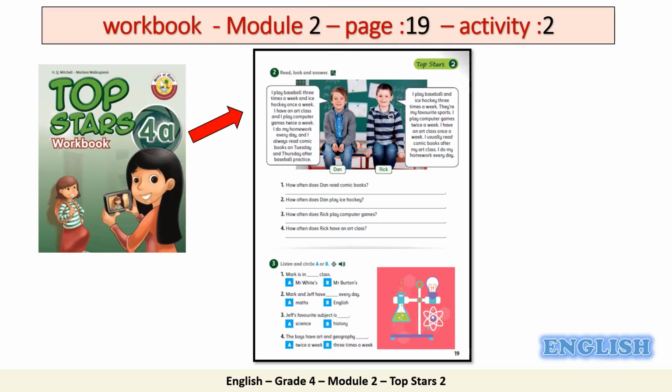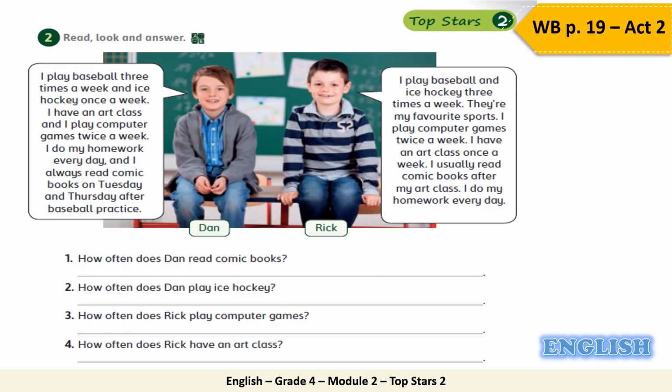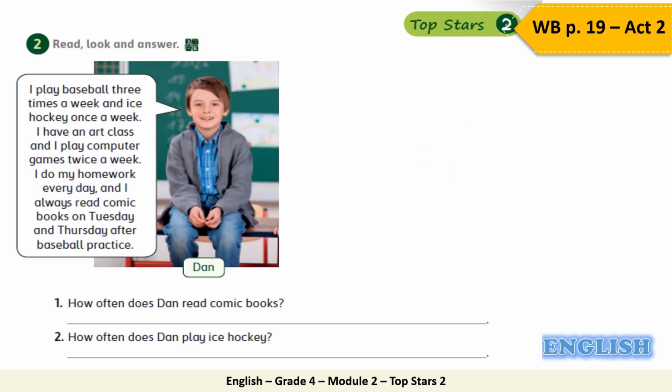Grab your workbook and open it at Module 2, page 19, and pay attention to activity number 2. In this activity, you are going to read, look, and answer. Let's do number 1 and 2 together. Pay attention to the text. I play baseball 3 times a week and ice hockey once a week. I have an art class and I play computer games twice a week. I do my homework every day and I always read comic books on Tuesday and Thursday after baseball practice.